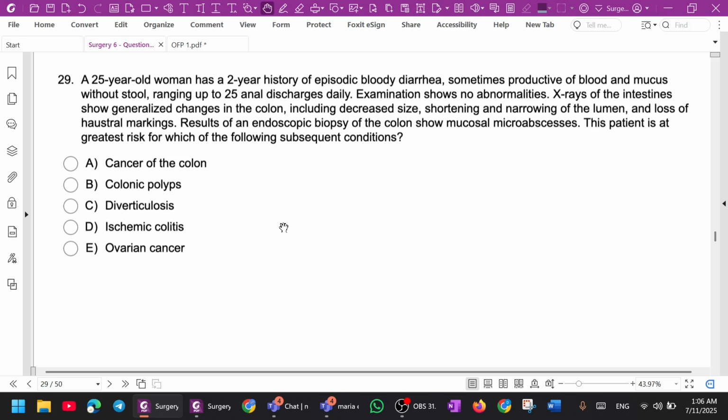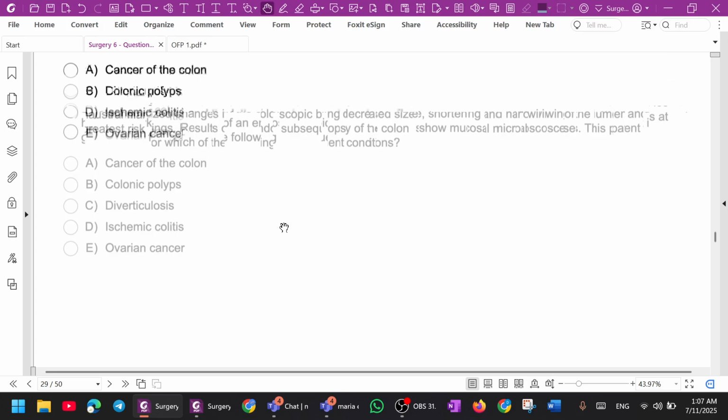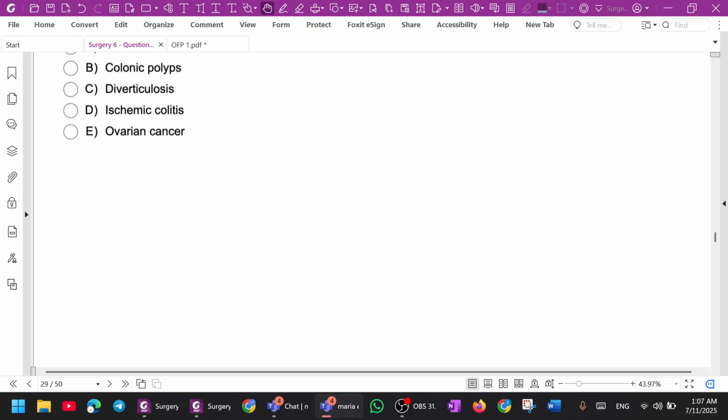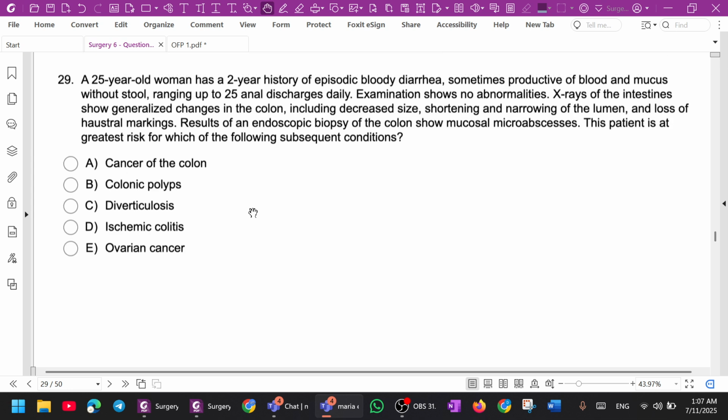Wait, which one are you reading? Sorry, I thought we were on 29. I was reading 29. Yes. Oh, am I reading wrong? Oh, never mind. Okay. Wait, can you read it again? I wasn't paying attention. Okay.